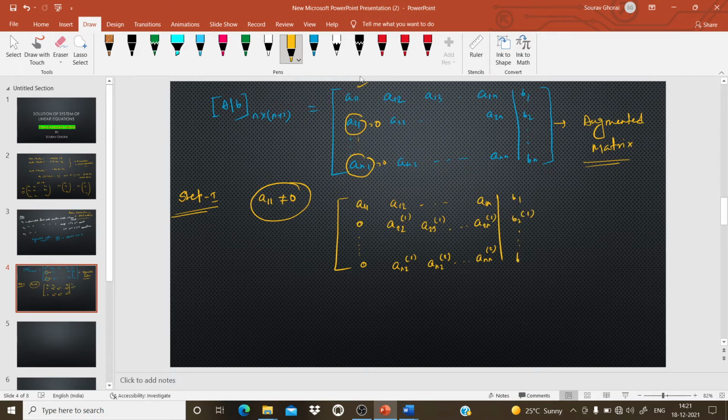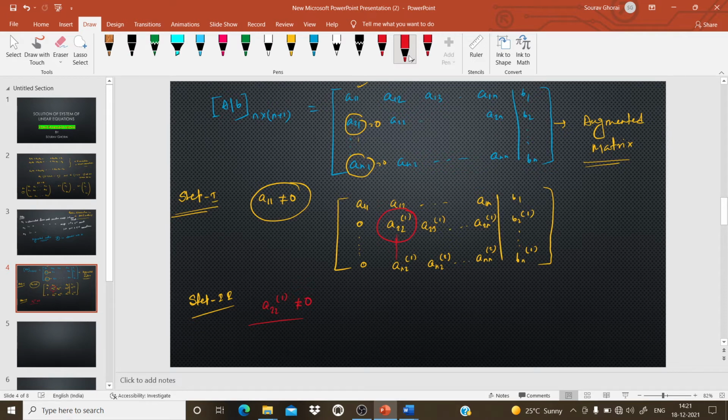B21, Bn1. And now what would happen in the second step? In the second step, we will make all the elements here zero, provided that this one is not equal to 0, that is A221 is not equal to 0.